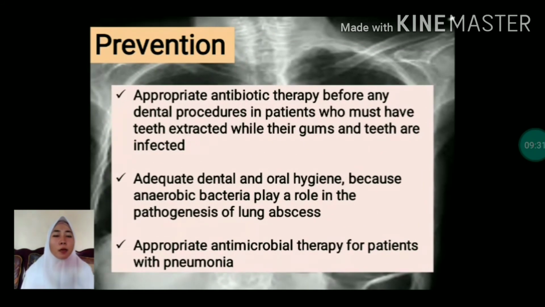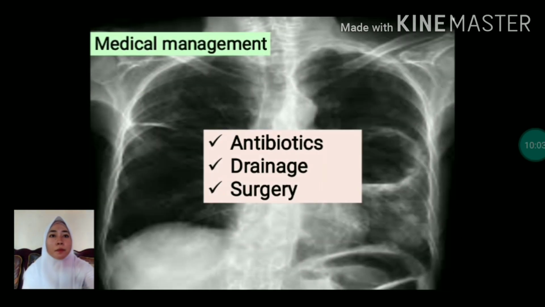The next is we have prevention. So to prevent that disease, give appropriate antibiotic therapy before any dental procedures in patients who must have teeth extracted while their gums and teeth are infected. And adequate dental and oral hygiene, because anaerobic bacteria play a role in the pathogenesis of the lung abscess. The last one is appropriate antimicrobial therapy for patients with pneumonia. And for medical management, we have antibiotics, drainage, and surgery.